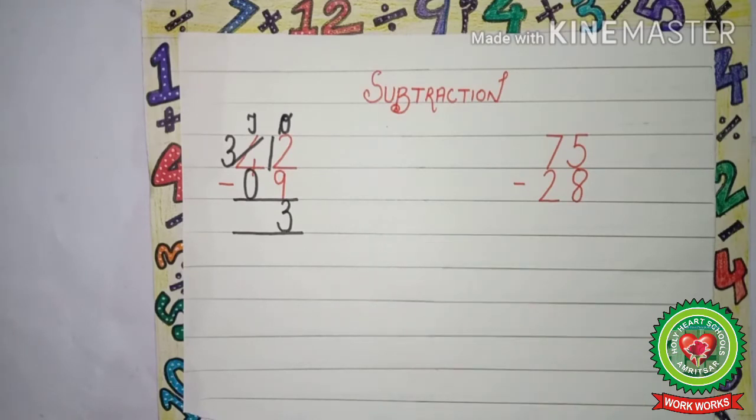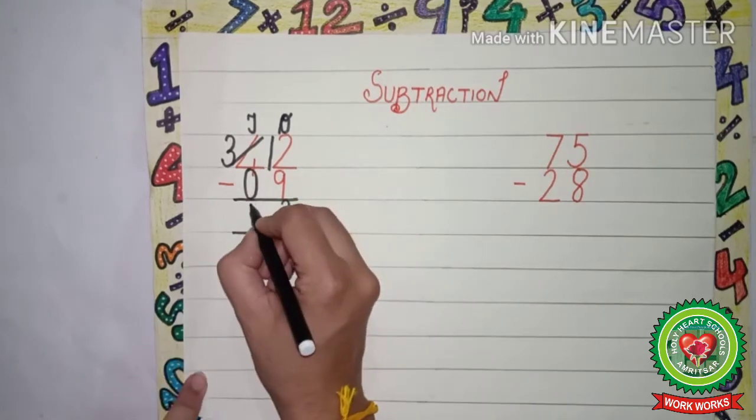Or we can say if we subtract 0 from any number, the answer is always that number. 3 minus 0, 3. 2 minus 0, 2. 7 minus 0, 7. And so on. So 3 minus 0, 3.